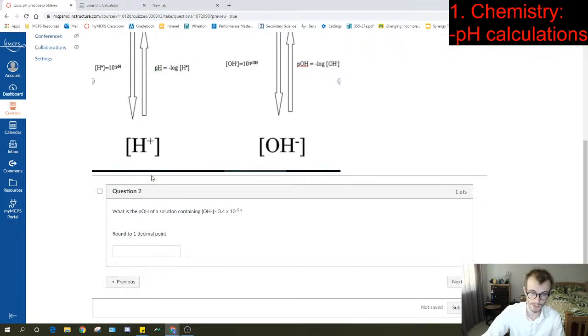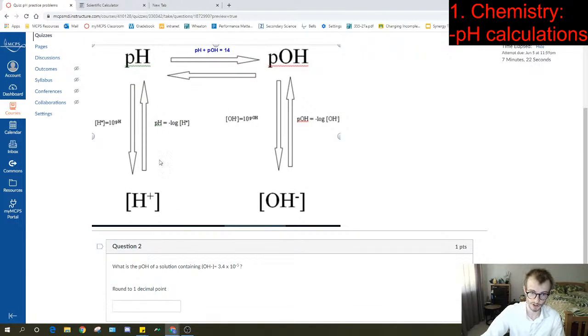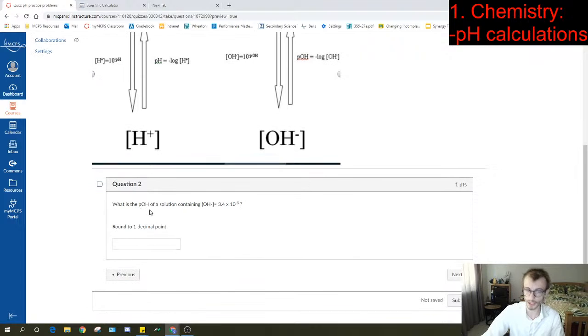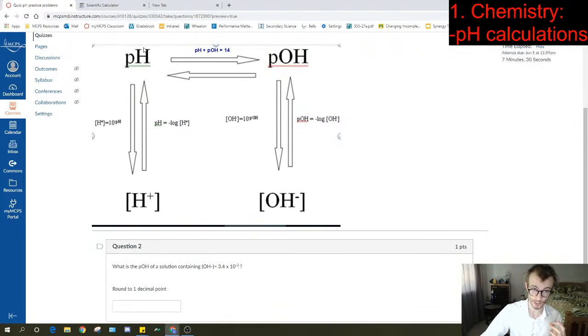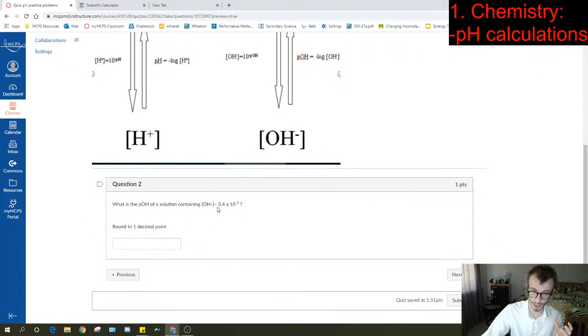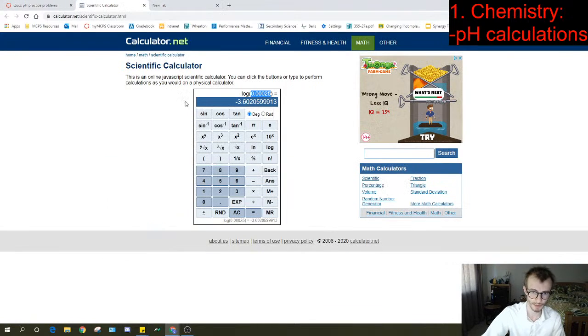Now, that's for finding the pH from the H+. If I want to find the pOH, it's the exact same thing, but instead of starting with the H+ and going to pH, I just use the log function again, but this time with the OH concentration, and find the pOH. So the process is the same. So I have 3.4 times 10 to the negative 5, so I'm going to Control C that. I'm not sure that'll work, but I'll try.